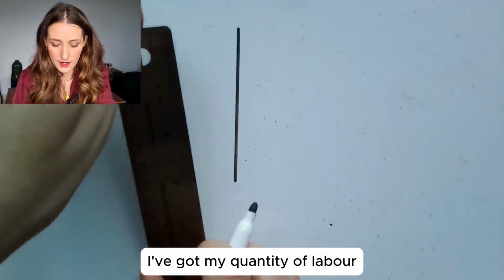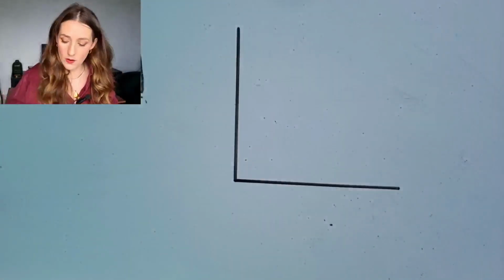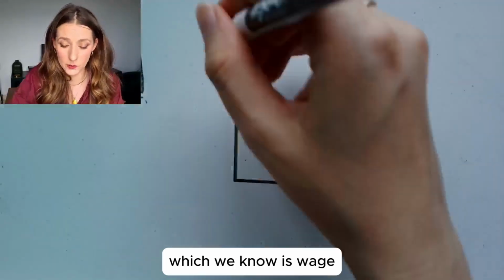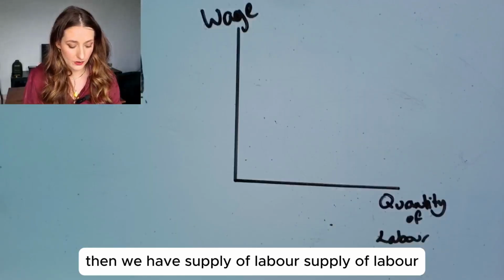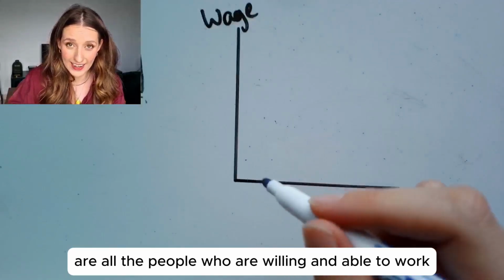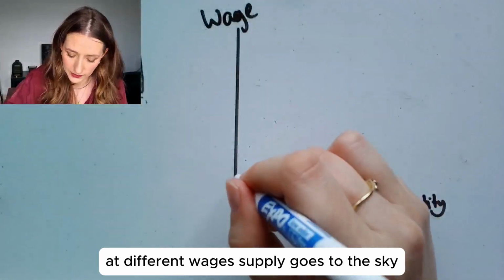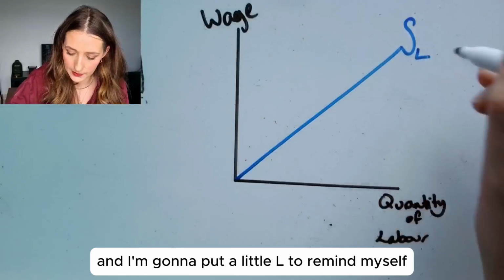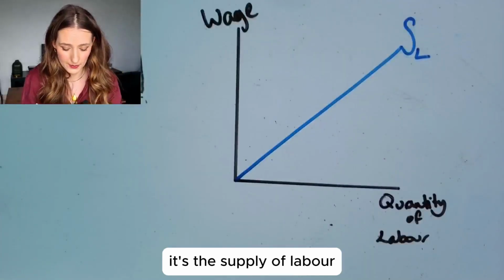I've got my quantity of labour and the price you pay labour, which we know is wage. Then we have supply of labour. Supply of labour, all the people who are willing and able to work at different wages. Supply goes to the sky, and I'm going to put a little L to remind myself it's the supply of labour.